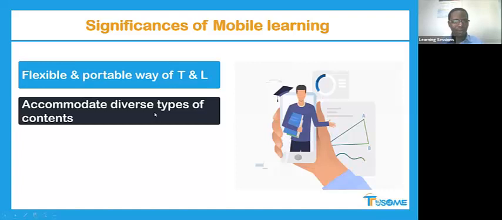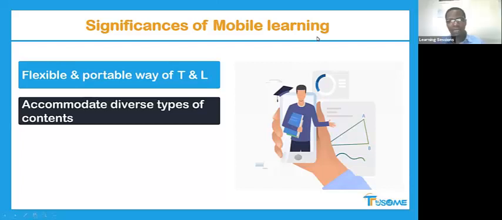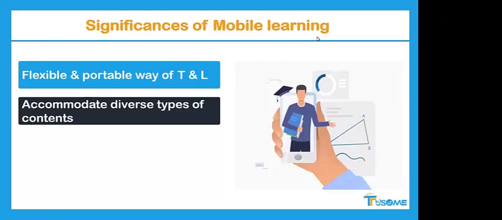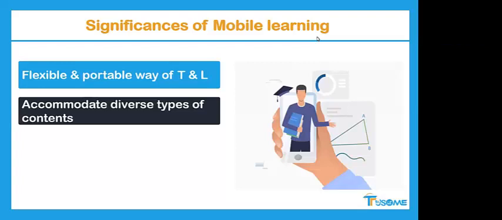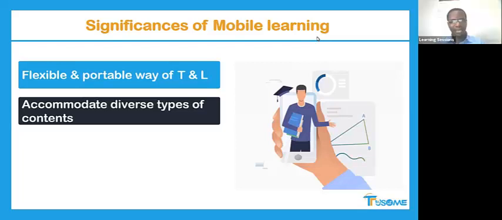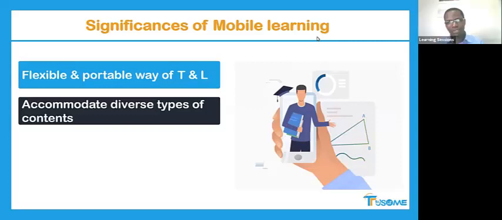Also, it accommodates diverse types of content. When we speak about content, we try to refer to the traditional way of teaching and learning. Most of the time, content is in text-based form. But with mobile learning, content is in a different, diverse way. The content can be either in a picture, in a video, audios, or it uses multimedia in conveying the learning resources.